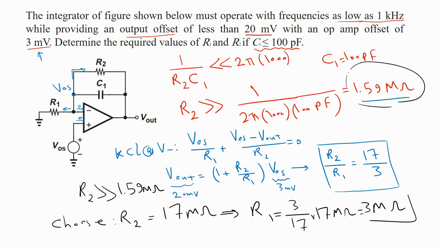And here we looked at some OpAmp non-idealities such as offset, and determined the values for R1 and R2 for this integrator.